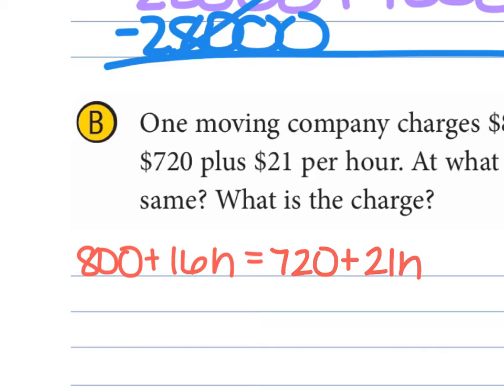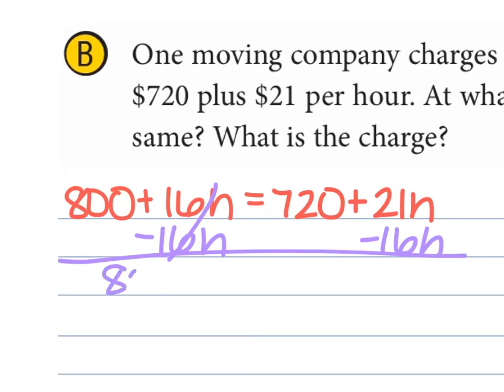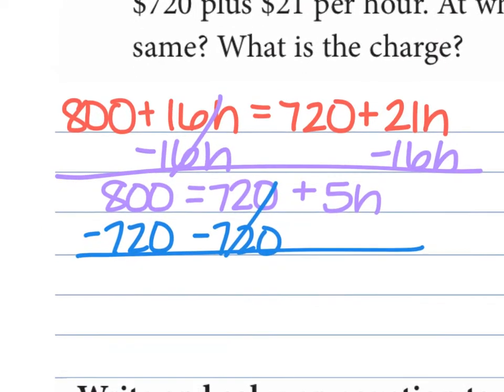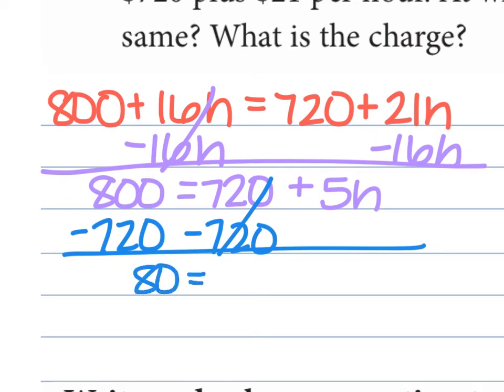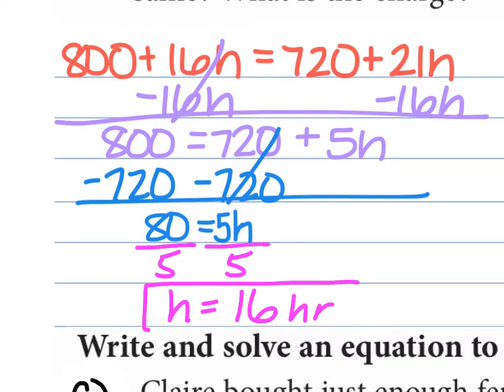Get your hours on the same side. I'm going to move that 16h over by subtracting it from both sides. These are going to cancel out. I'm going to be left with 800 is equal to 720 plus 5h. So from here, I'm going to subtract 720 from both sides and get that 80 is equal to 5h. So we want to divide by 5 on both sides and get that those hours are 16. So that's one part of our answer.